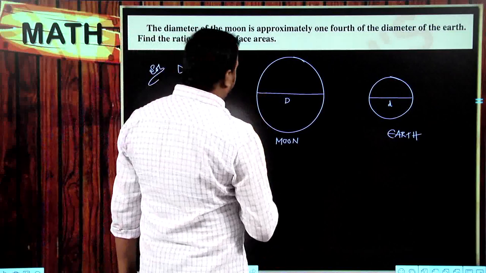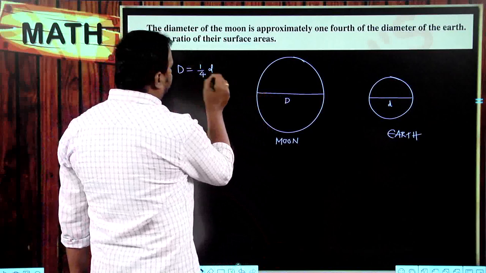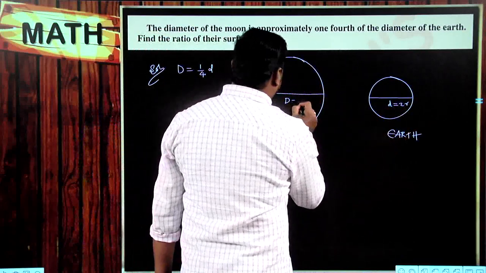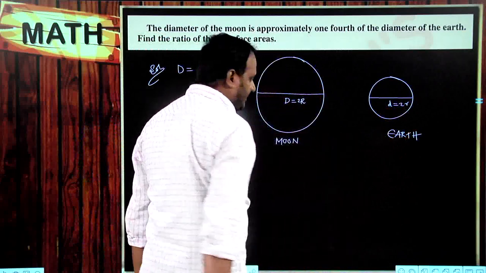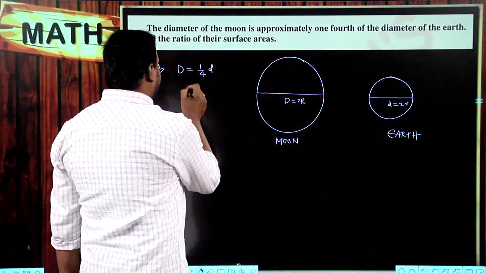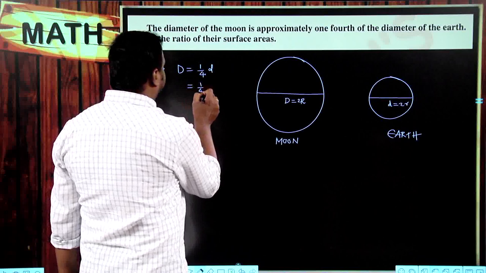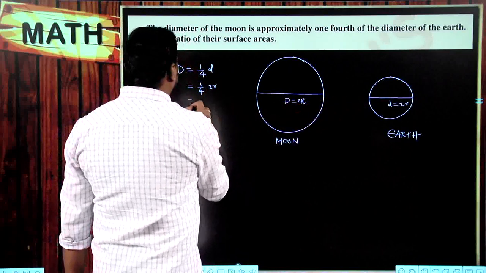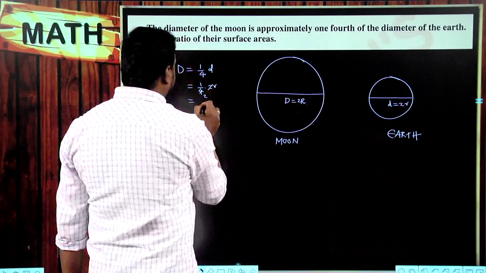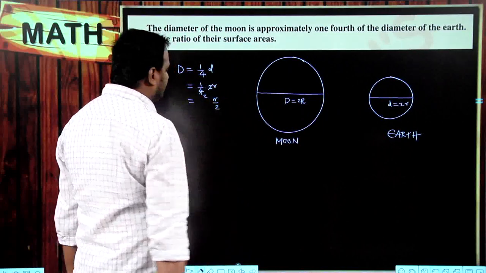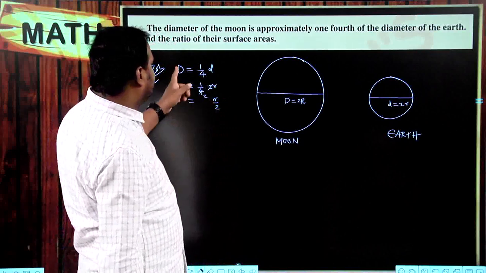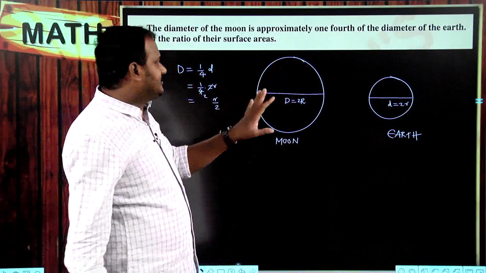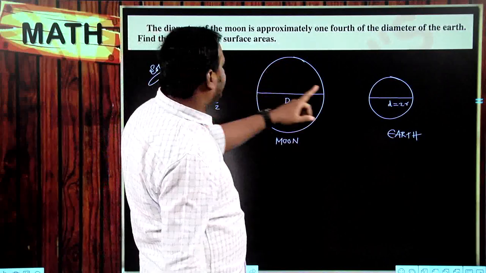So, diameter is equal to 1/4 of the diameter. Here diameter is equal to 2 times small r and here diameter is equal to 2 times capital R because that is the radius. I am going to write this as 1 by 4 into the diameter of earth, that is going to be 2r. So, 2 ones and 2 twos, that is r divided by 2. So, small r divided by 2 is the diameter of the moon. The diameter of the moon is equal to 1/4 of the diameter of the earth.